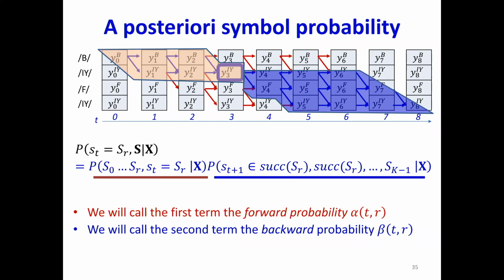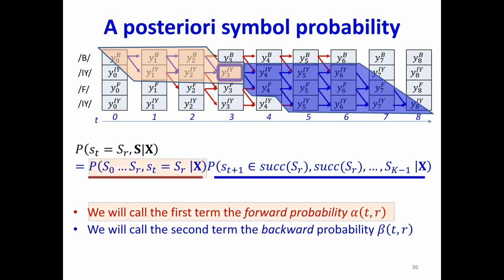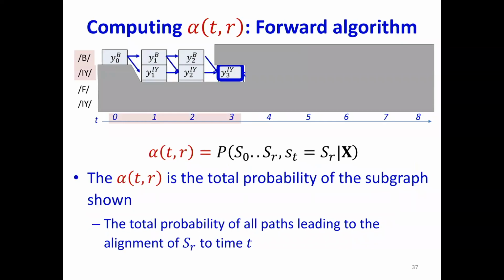So let's do this. How do you compute this probability? Now let's focus on the first part, the pink graph. I'm going to call this the forward probability because it's all forward paths until the highlighted node, right? Now, this is the graph whose probability I want to compute. Basically, I want to compute the total probability of all paths through this portion of the graph, which ends with the symbol E at time 3, right?